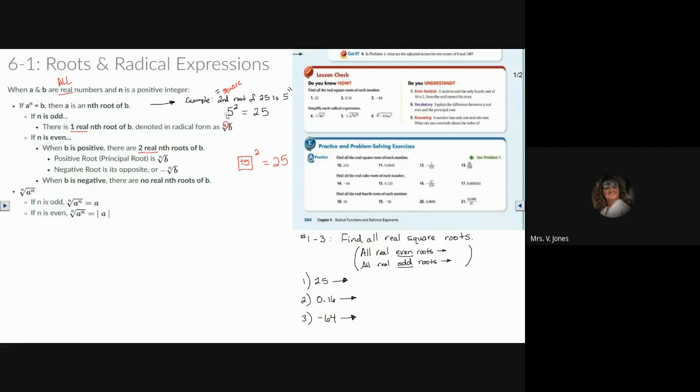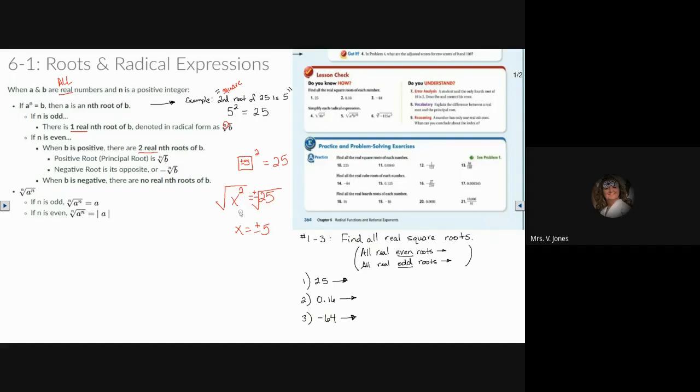Now, since the positive version is more popular, it's what we tend to use, and we call it the principal root. The only time we'll actually care about the negative root of an even root is when you're trying to solve for something. And you've seen this before. When you're trying to solve for x to get rid of the square, we square root it. But when you go to the other side, not only do you have to square root it, but you have to put the positive negative. And that's how we get the two answers. So that should look very familiar to you.